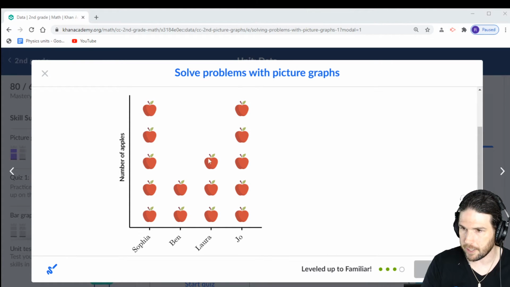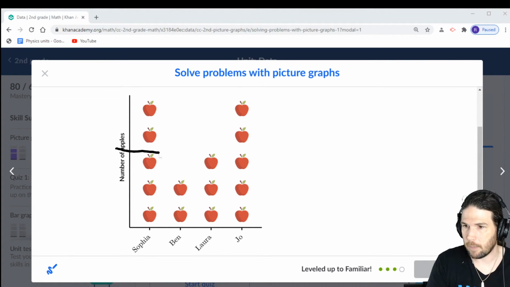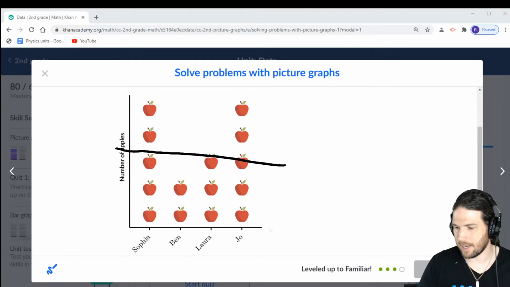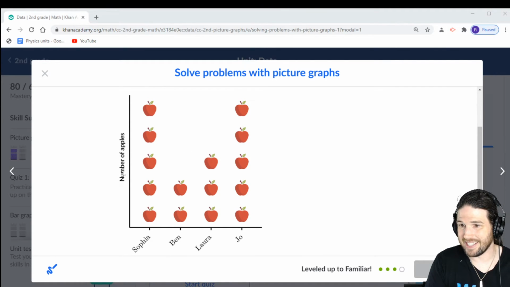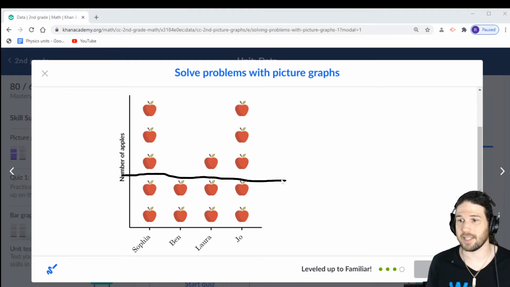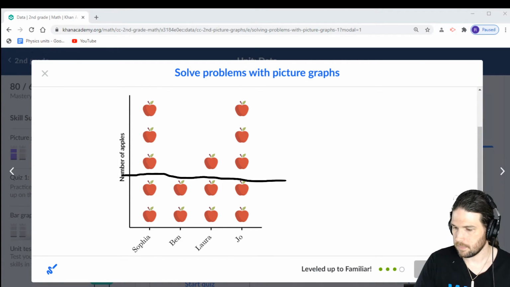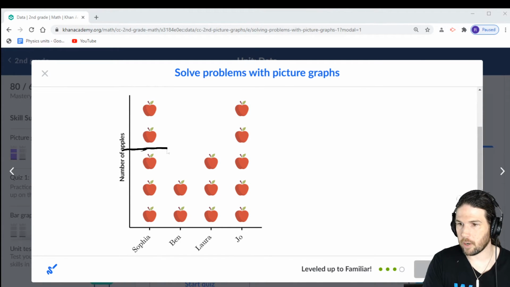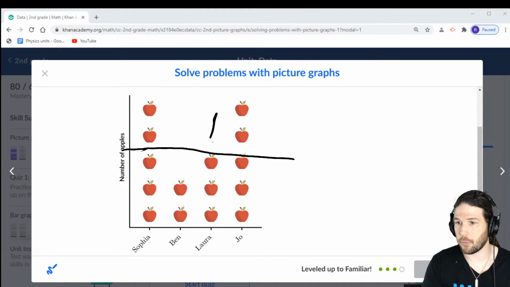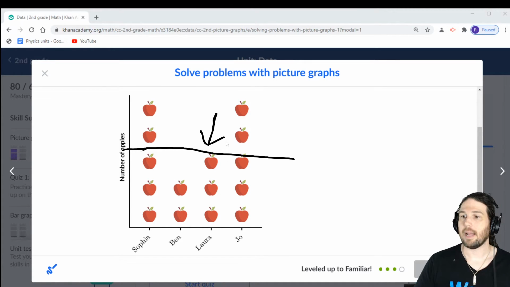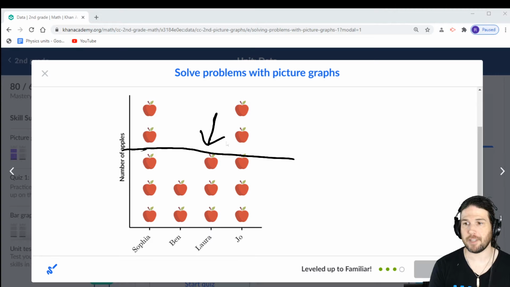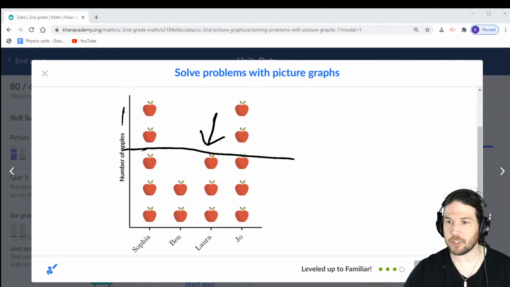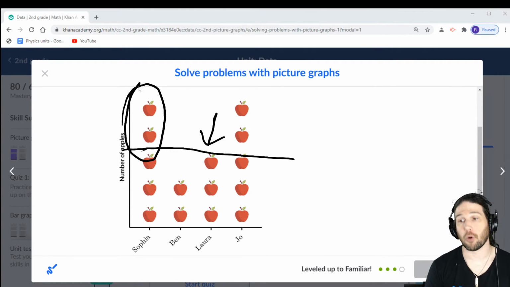So if we look at Laura here, and we put a line horizontally at where Laura is, right? She has 3 apples. How many more does Sophia have? Well, without having to do the math, we can actually visually see that there are 2 more that Sophia has than Laura.